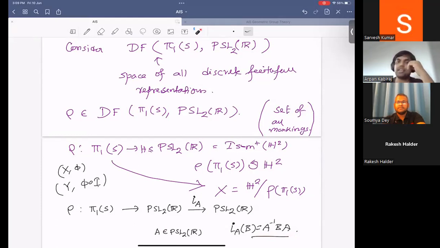So if you look at here, rather than A being from PSL(2,R), the orientation preserving isometry group, I can take it to be in the whole isometry group of the upper half plane, which is PGL(2,R).